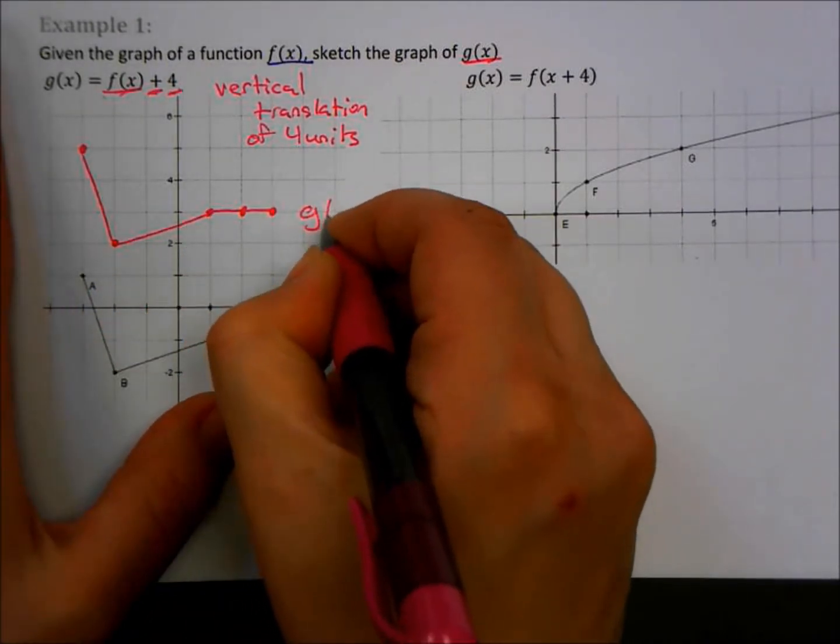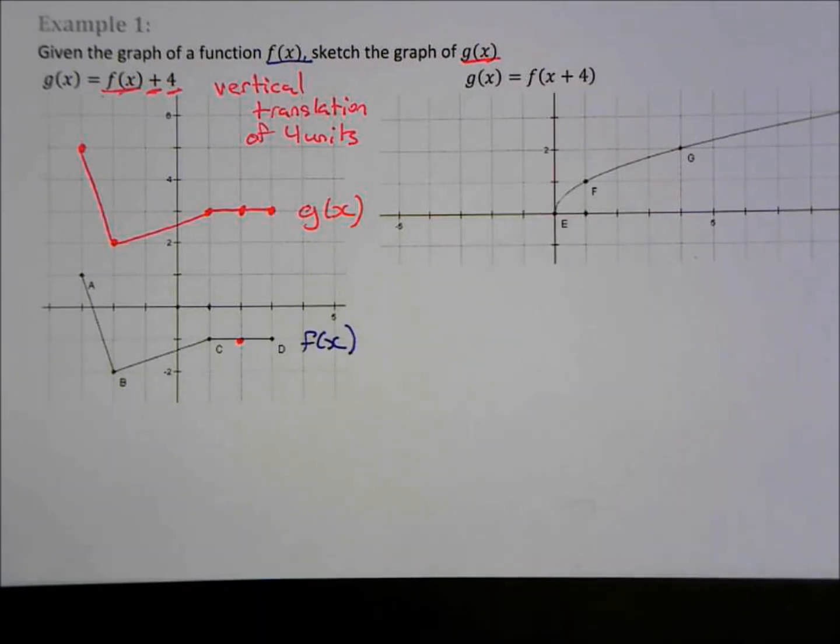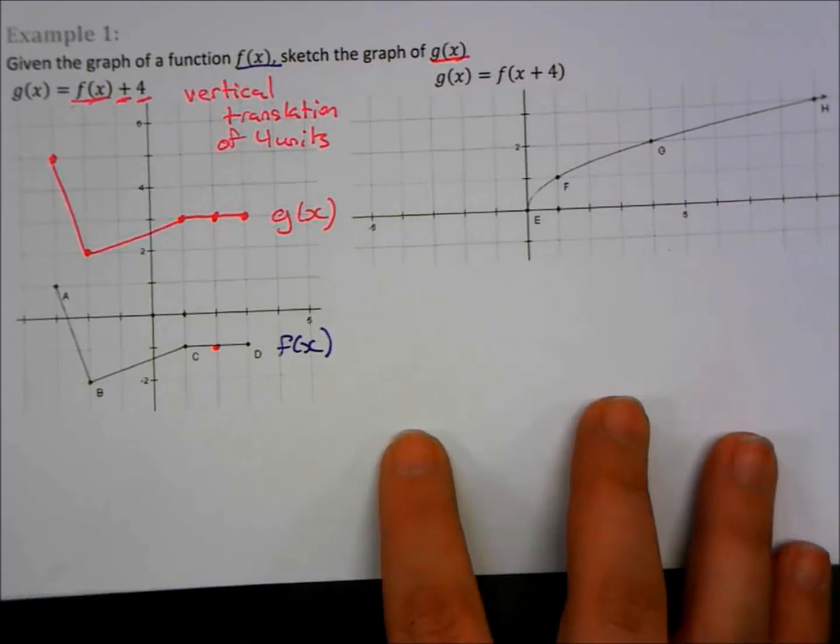And this is our new function, g of x. Vertical translation of 4 units. We want to take a look at the second example.